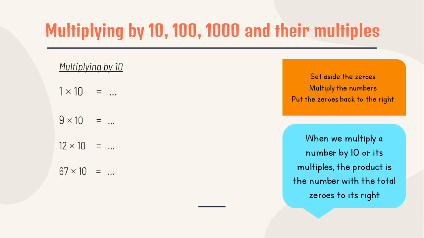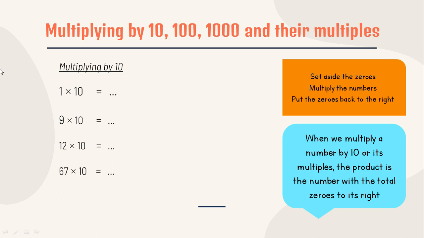Okay, so we are now in multiplication by 10, and I have these two boxes. Set aside the zeros. After that, multiply the numbers, put the zeros back to the right. It is the step, okay? When we multiply a number by 10 or its multiples, the product is the number with the total zeros to its right. I believe that you still don't get what it means, but let's get it.